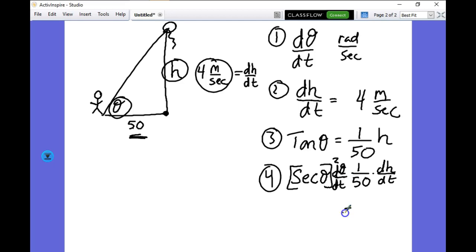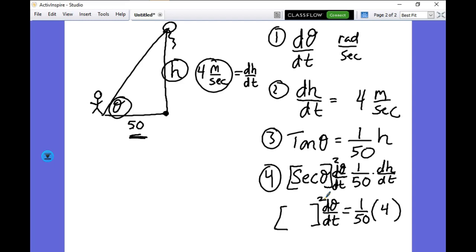Well, the one thing that I do know here is dh/dt. dh/dt is 4 feet per second. Obviously, I don't know dθ/dt because that's what I want, the rate of change of the angle. Another thing that I don't know yet is secant theta, but we talked about how to do that in class.